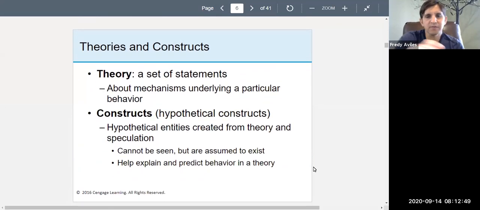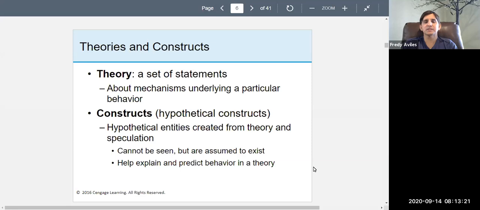We need to know more about variables. In order to really understand variables, we need to know about theories and constructs. Now, you've heard about theories before. A theory is, to put it simply, an explanation of something, okay? It's a set of statements that try to explain something, a set of statements about mechanisms underlying a particular behavior, okay? So a theory is something that explains something, and it also allows us to make predictions about that thing.